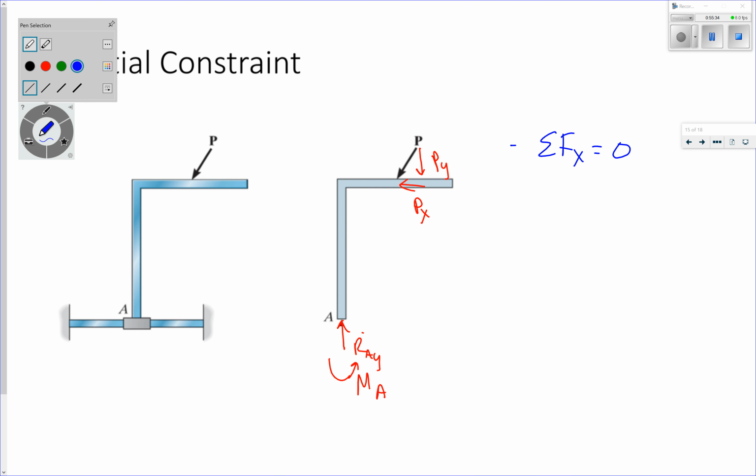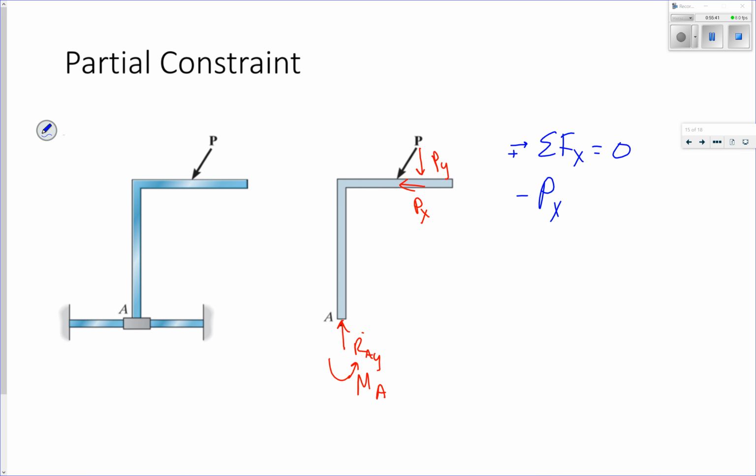So if I try to take some of my forces in the x direction and have them equal to 0, the only force I have is this negative Px. I don't have a restraint down at the bottom, or a constraint. So the only way this works is if there's no horizontal component to that load. So we'd call this partially constrained because it is unconstrained in the x direction.